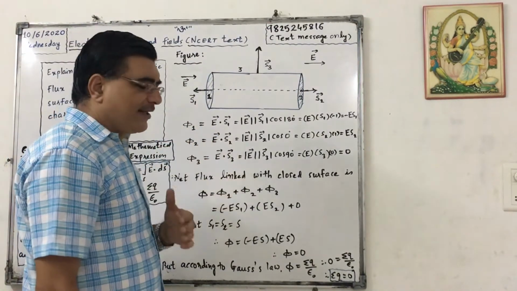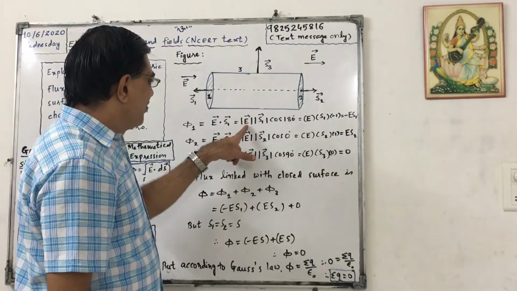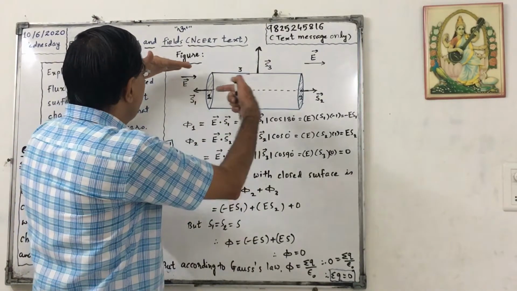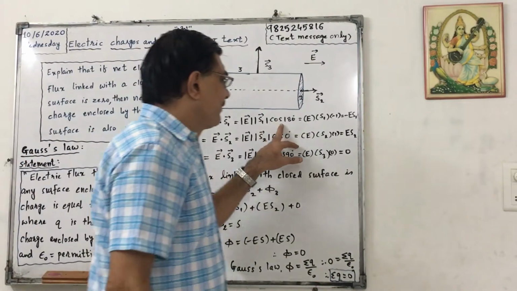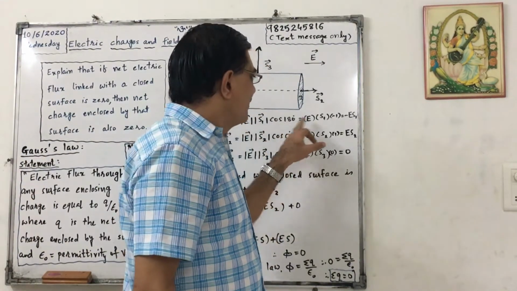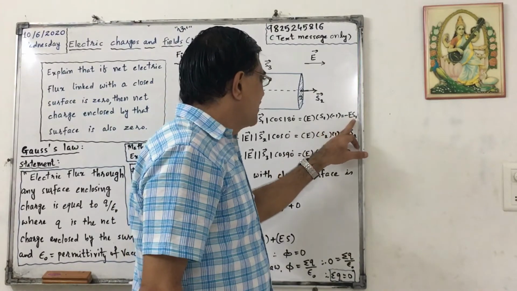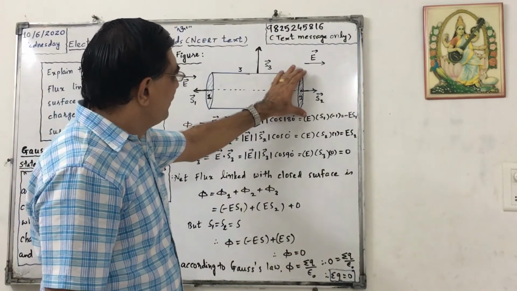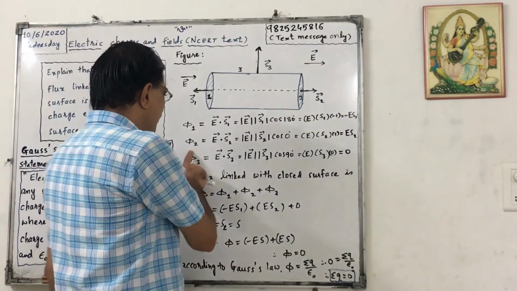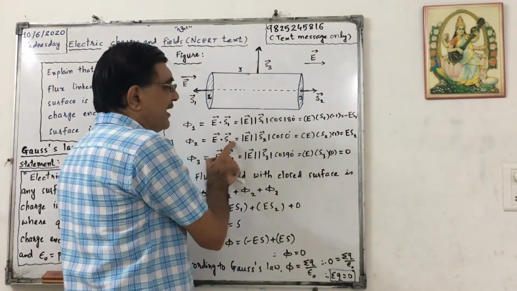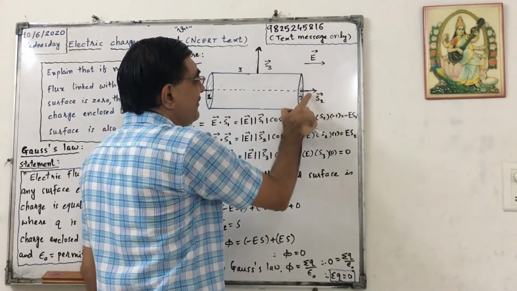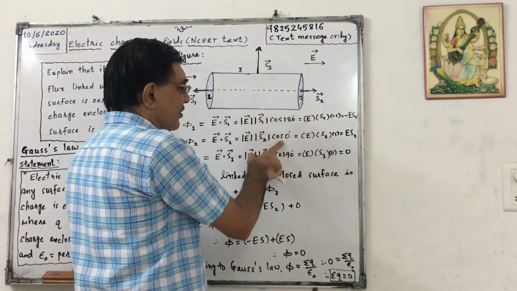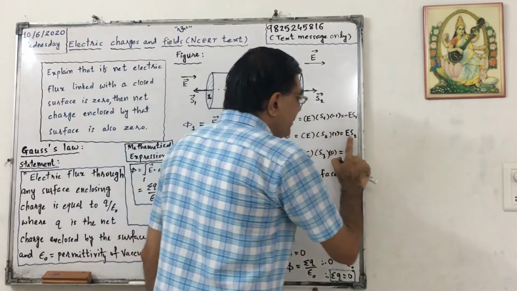A dot B means AB cos theta. So magnitude of E multiplied by magnitude of S1. What is the angle between E and S1? It is 180, so cos 180, which we know is minus 1. So the answer is minus E S1. That is the flux linked with surface 1. Now flux linked with surface 2. Phi 2 equals vector E dot vector S2. What is the angle between vector E and vector S2? It is 0. So mod of E into mod of S2 into cos 0. But cos 0 is 1, so it is E S2.